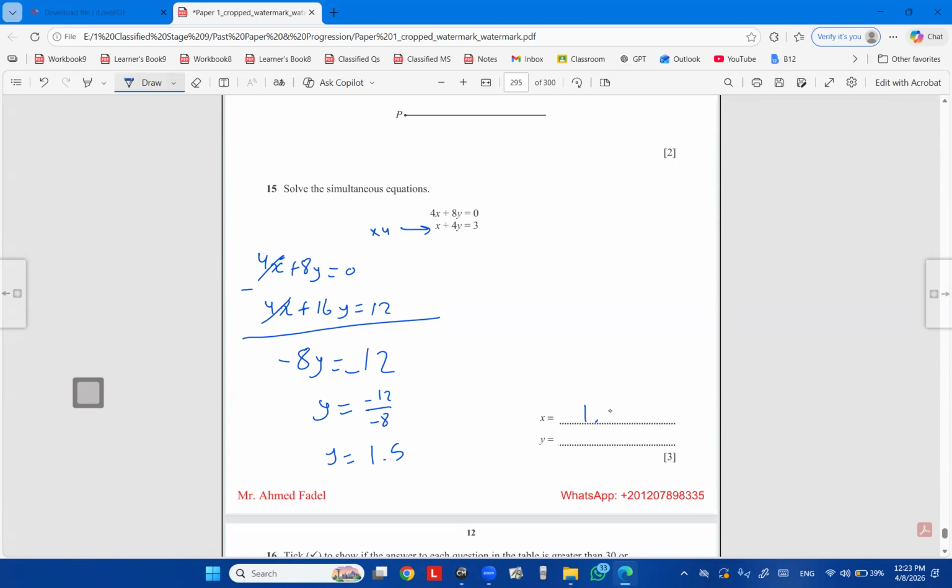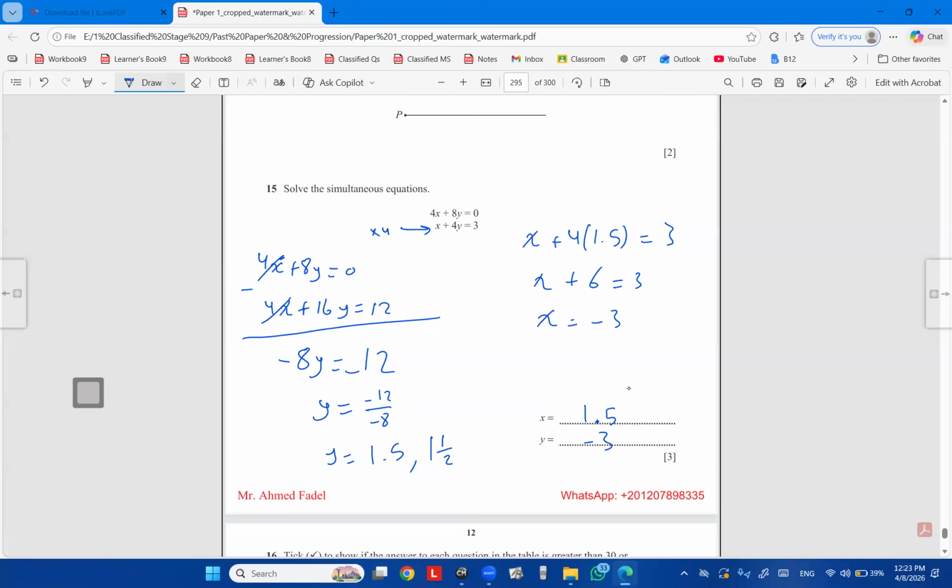So y is 1.5. Mr., I wrote it as a fraction. Fine, no problem. 1.5. Accepted. But I'm going to take the y and substitute in one of the 2 equations. So x plus 4 multiplied by 1.5 equals 3. 4 times 1.5, you can do it mentally, or just do normal multiplication, is going to give you exactly 6. So x plus 6 equals 3, so x equals 3 minus 6, which is negative 3. Do you want to check? You can check by substituting.